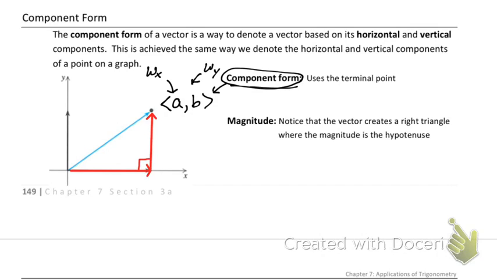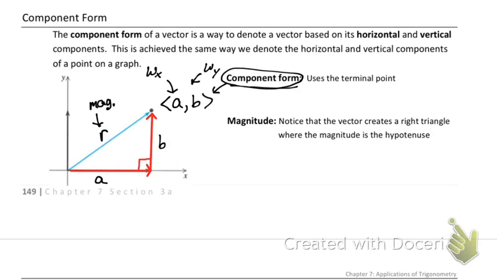And that right triangle is composed of my magnitude. I'm going to call that R. That's my magnitude still. Our horizontal is A, which is, remember, the same thing as W sub x. They're exactly the same thing.